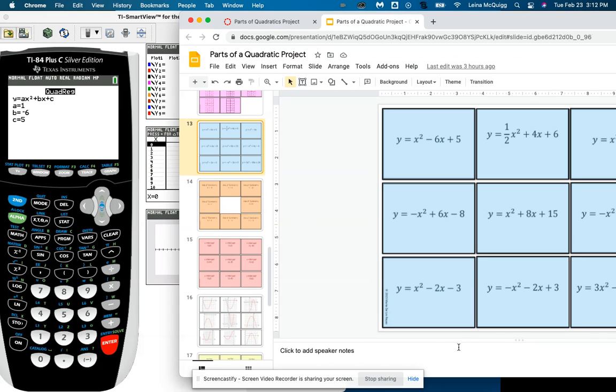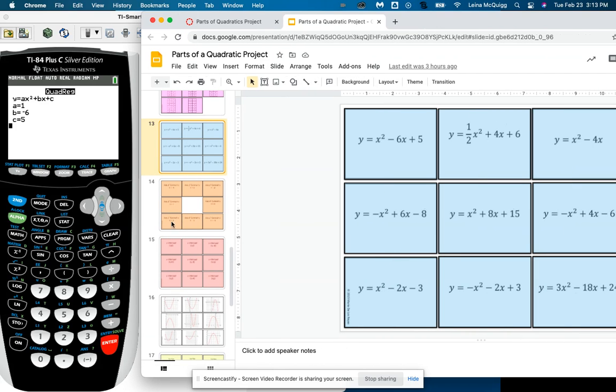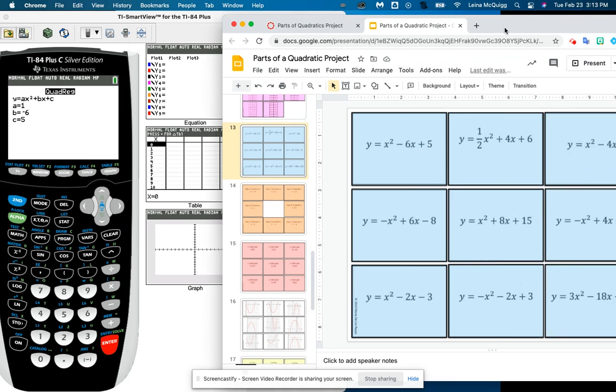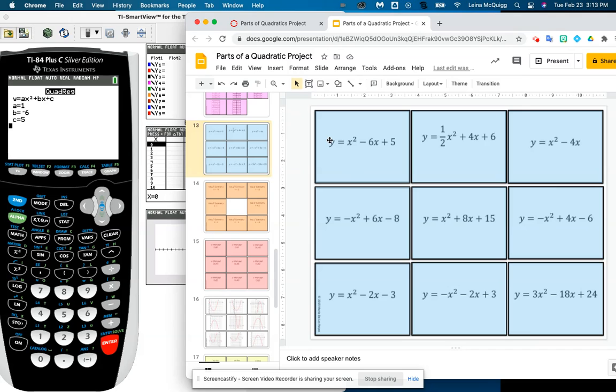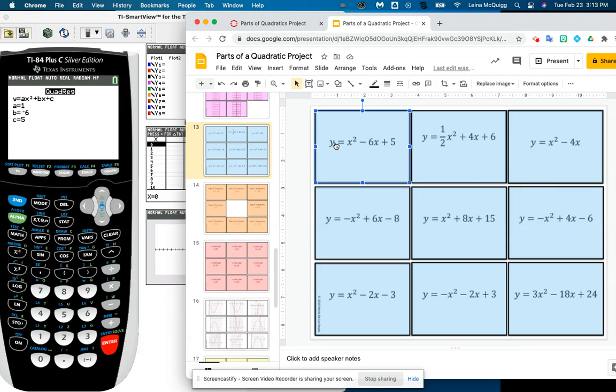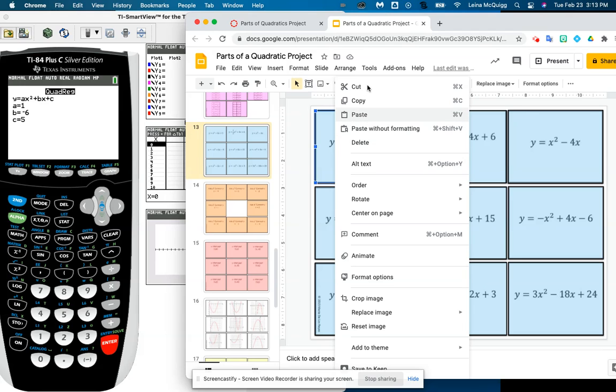Okay, so I have my equations here, and I'm going to look at this slide. I'm going to find the one that has these numbers on it. Okay, so we're looking for the one that has 1, -6, and 5. Well, here's 1, -6, and 5. I'm going to go through and make sure I don't see that on any of my other slides. I do not, so that's my equation. So I can right click, cut.